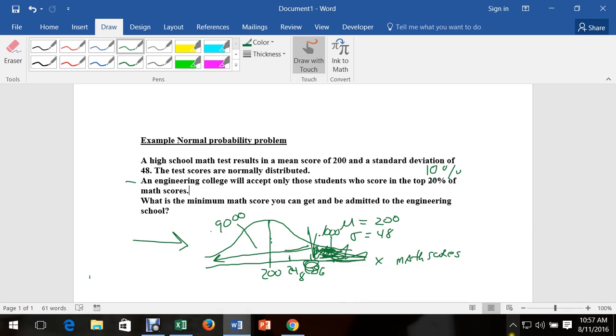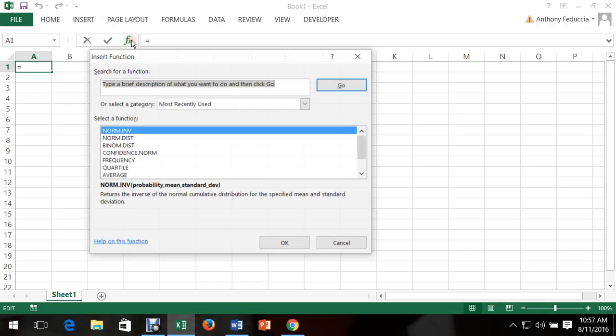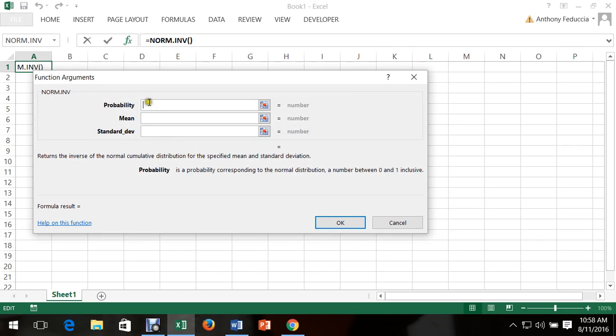So in order to do that, we can go to Excel. And this time, what we're going to do is go into the inverse normal. You see, it returns the inverse of the normal distribution, because normally we're looking for a probability. But in this case, we know the probability, it's 0.9. What we're looking for is the test score, the value on the horizontal axis. And so what we want to do then is put in the probability.